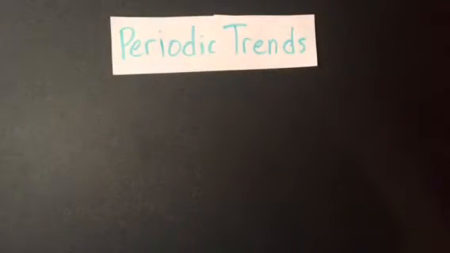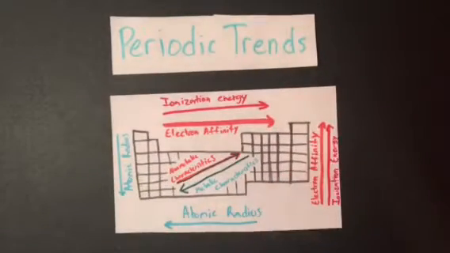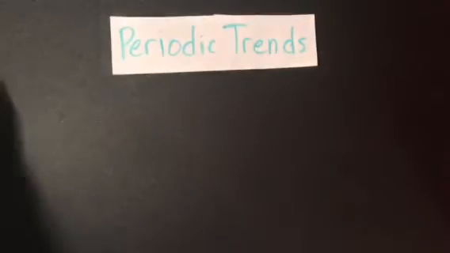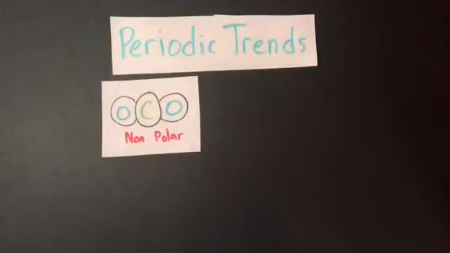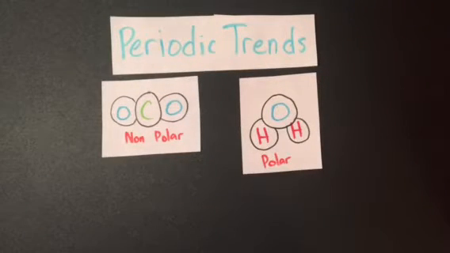Periodic trends affect bonding by showing how evenly atoms share electrons through ionization energy and electronegativities. Covalent bonds with different electronegativities are polar, whereas closer electronegativities are nonpolar. A polar bond has unequally distributed electrons and usually results in a bent molecule structure.